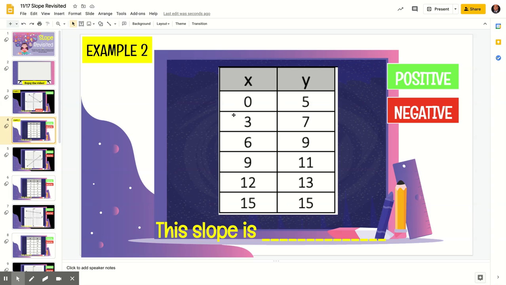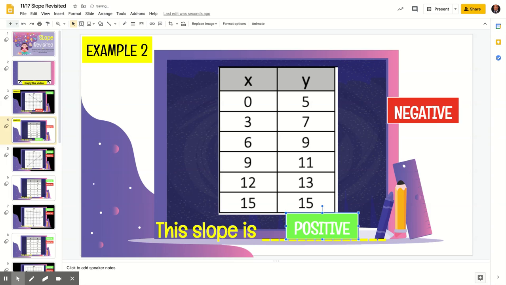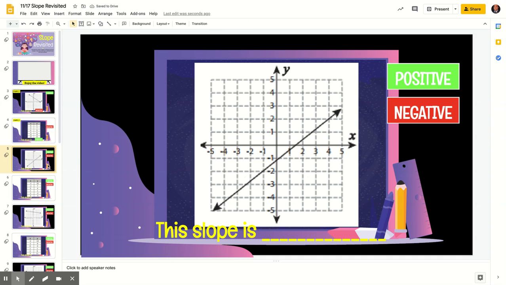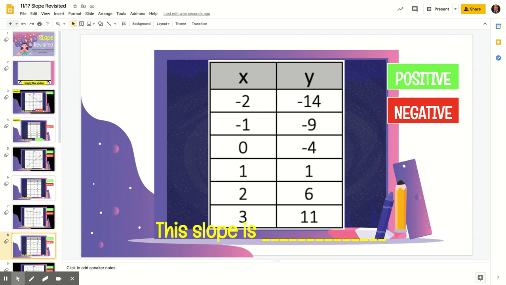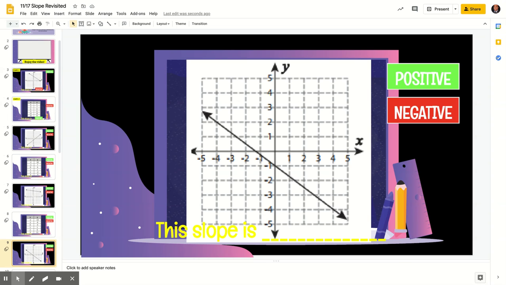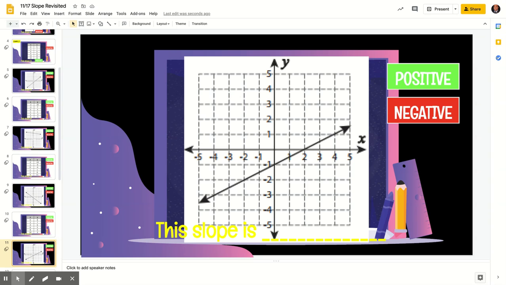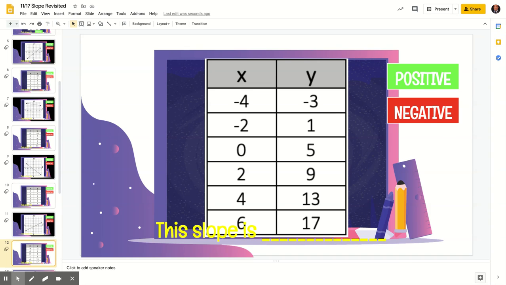But on the x, I'm adding 3 every single time. So on both sides, it's increasing. That means my slope is positive. So I would drag my positive down. You're going to do the same for slides 5, 6, 7, 8, 9, 10, 11, and 12.